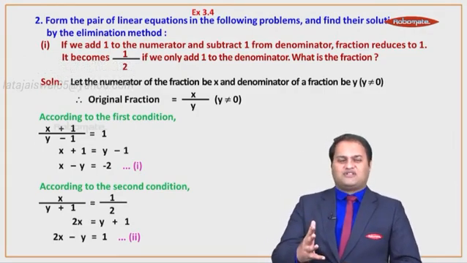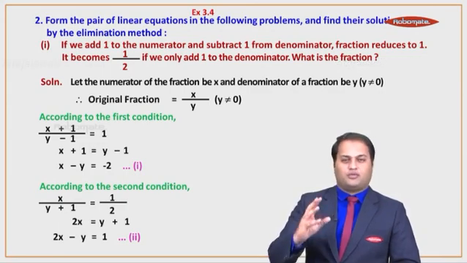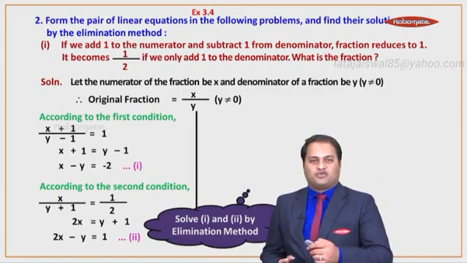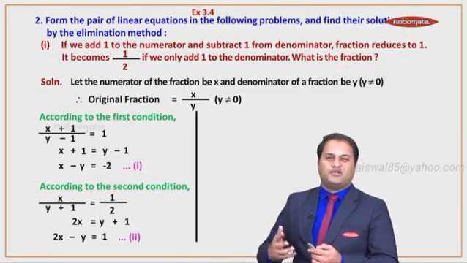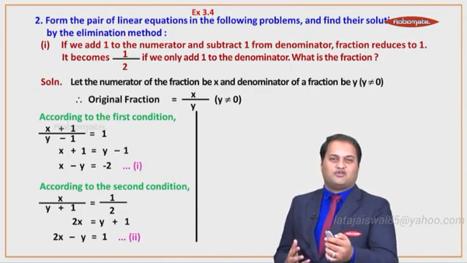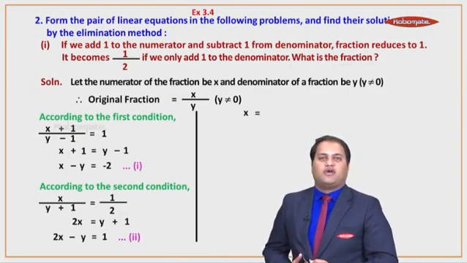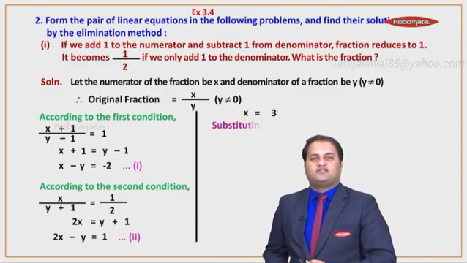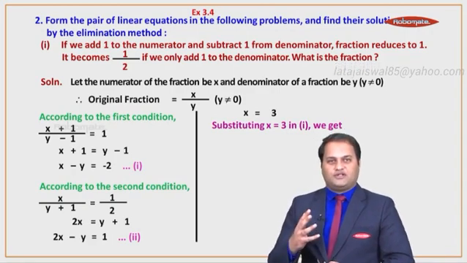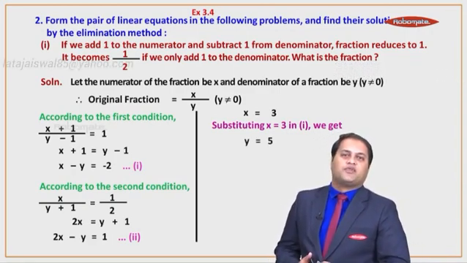Now, as we have discussed earlier, you already know how to solve it, so we will not concentrate more on solving in the word problems. We will just concentrate more on the equation formation. When you solve it by the elimination method, in the first and the second equation, you make the coefficients same. Here the coefficient of y is already same. You subtract, you get the answer. You will get the value of x as 3. Once you get the value of x, substitute x is equal to 3 in equation number 1, and you will get the value of y as 5.